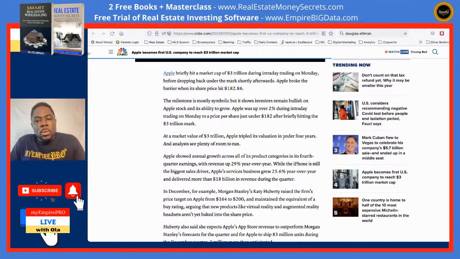All right, so let's get back to here. The milestone is mostly symbolic, but it shows investors remain bullish on Apple stock and its ability to grow. The ability to grow is what they're betting on right now. Apple was up, obviously. Again, don't forget, it's the beginning of the year. You have to factor that in. So people are a little bit more optimistic than normal.